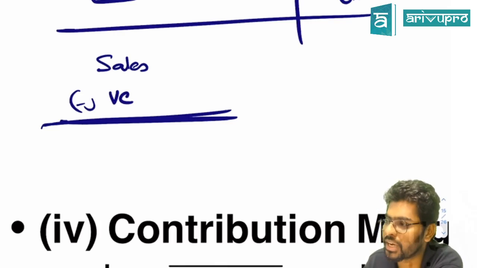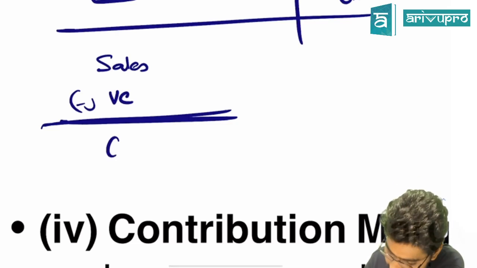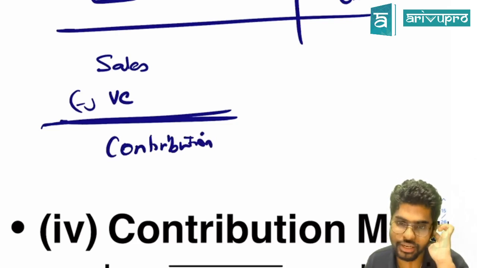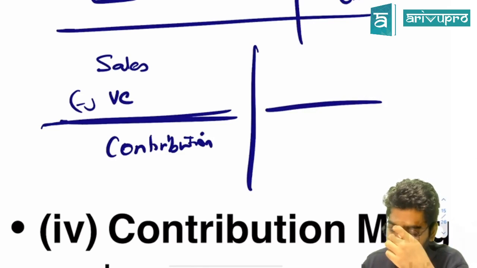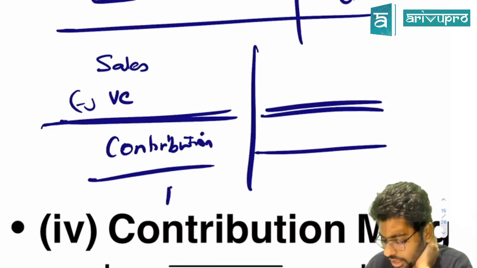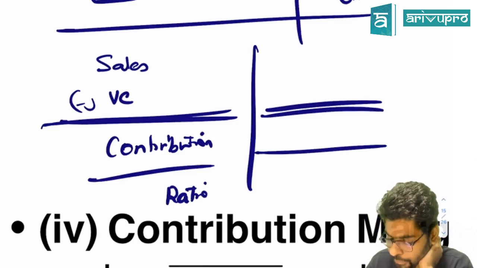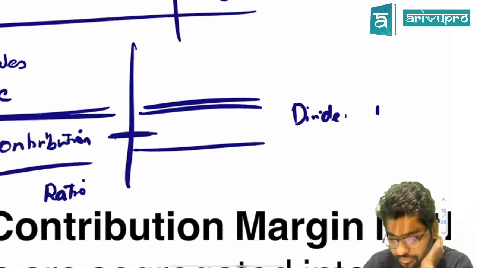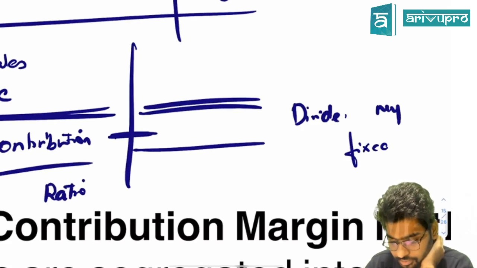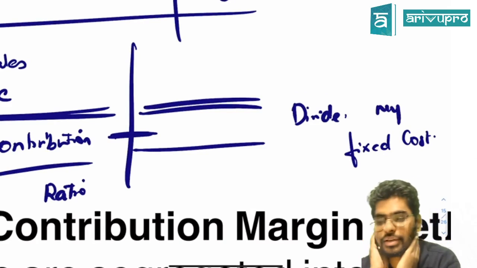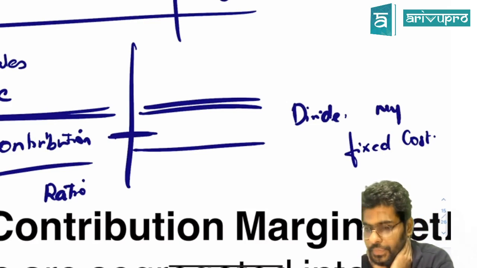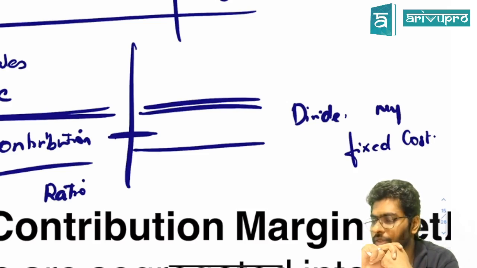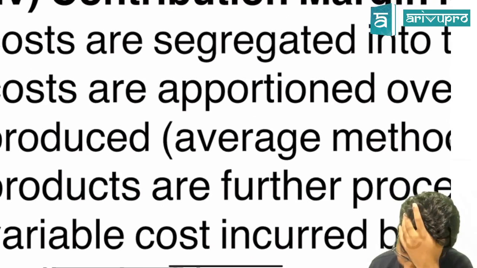Sales minus variable cost is what? Contribution. So I'll find contribution for all the products, find out the ratio, and based on the contribution ratio, I will divide my fixed cost. Are you guys clear?